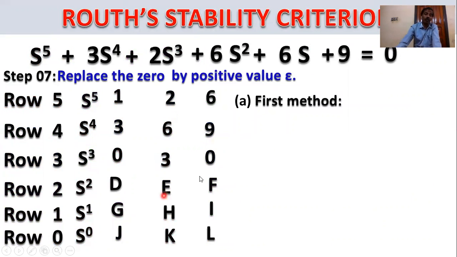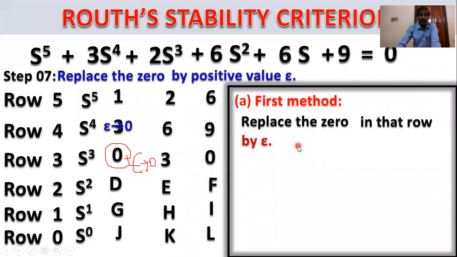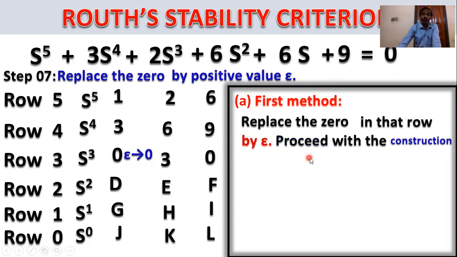So what is the procedure? This is the Routh table. First method: replace the 0 in the row by epsilon. In this case, this is the 0, so replace this 0 by epsilon. This epsilon tends to 0 but does not equal 0, and it is always positive.